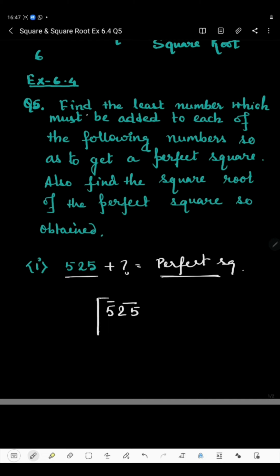Now, 2 2s are 4. We cannot take 3 3s are 9, which is greater than 5, so we will have to take 2 2s are 4. Now if you subtract this, then we'll get 1, then 2 and 5 will come down.